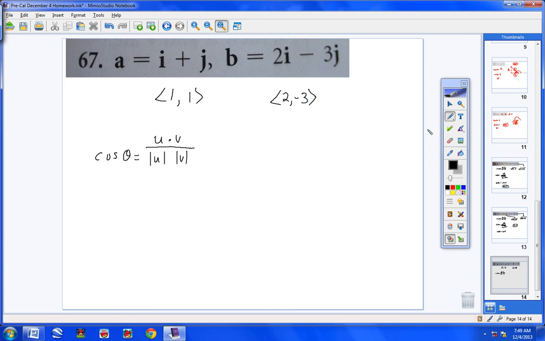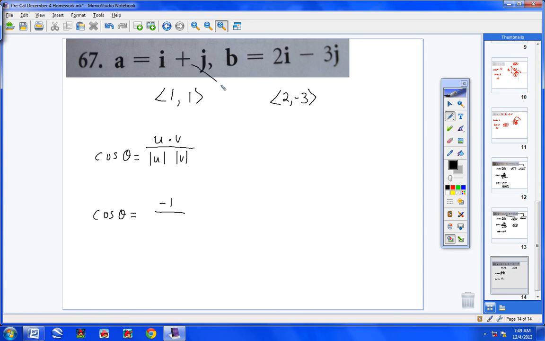Okay, let's go ahead and find the dot product of these two vectors. Well, you multiply your first numbers together, you get a 2. You multiply your second numbers together, you get a negative 3. And you're going to add those two numbers together, as to which you will get a negative 1. A negative 1. So there's your numerator.